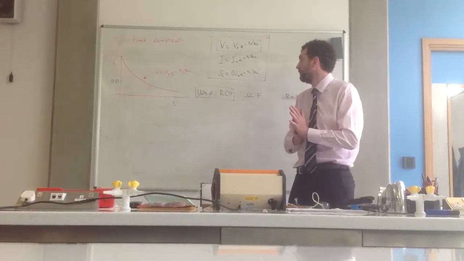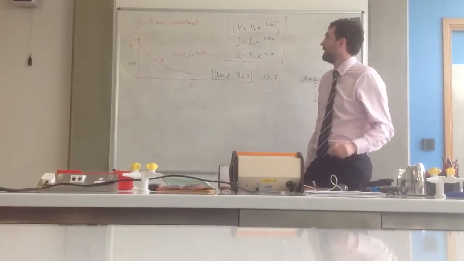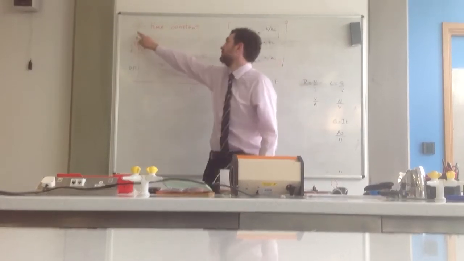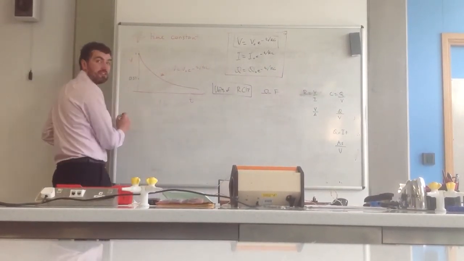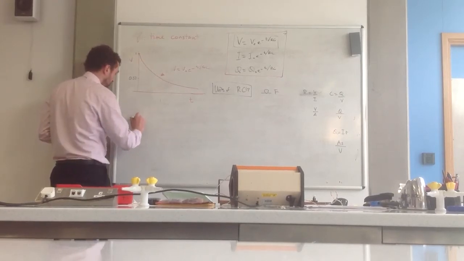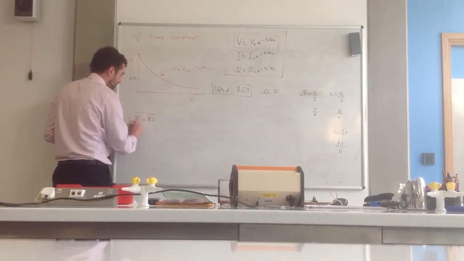Good to go? Super. So the next thing we have to talk about is called the time constant. It's usually given the symbol tau. What is the time constant? The time constant of an RC circuit, a resistor-capacitor circuit, tau, is equal to RC.